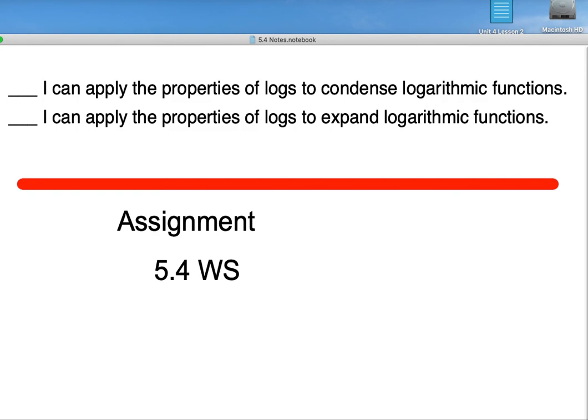All right, so we just applied the properties of logs to bring them together to condense them into a single log. And then we also applied the properties of logs to expand some log functions so you have multiple logs.